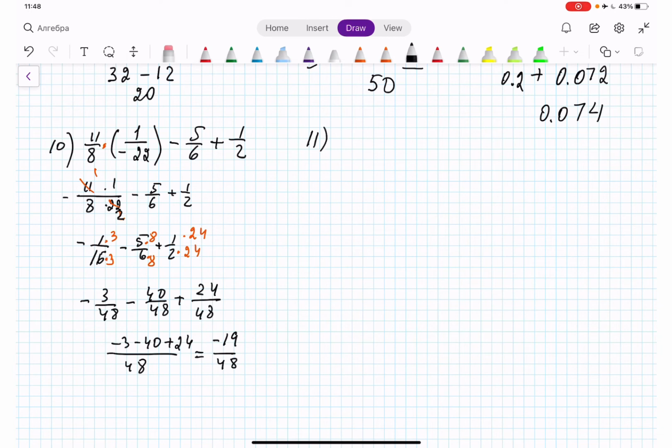Question number 11. 6 minus 10 squared divided by 8 and plus 7. All right, so first operation, subtraction. 6 minus 10 is negative 4 squared divided by 8 plus 7. Next, negative 4 squared is 16 divided by 8 plus 7. 16 divided by 8 is 2 plus 7. It's going to be 9.